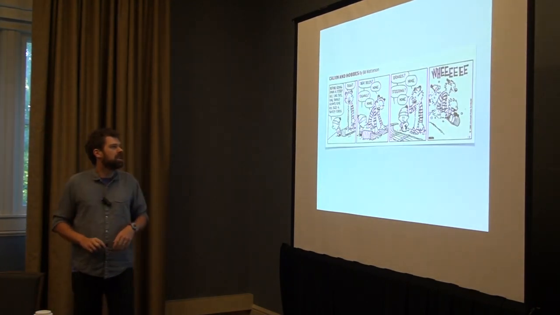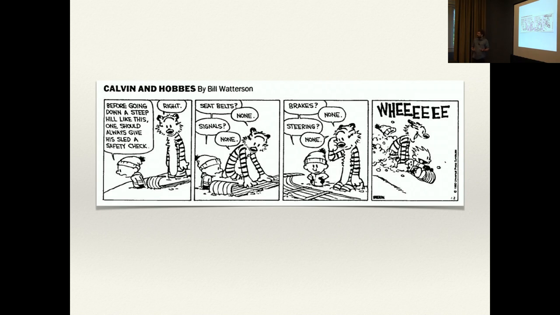So this is what it's always felt like to me to program in Scheme, okay? This is Calvin and Hobbes doing a safety check on their sled before they go down. So they've got seatbelts? Nope. Signals? No. Brakes? No. Steering? No. And then they go for it, right? Do we have a type system? Nope. Is it pure? Nope. Do function calls and returns match and bracket well? Nope. All bets are off.